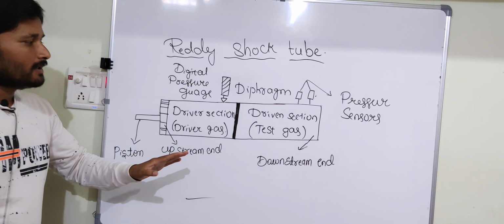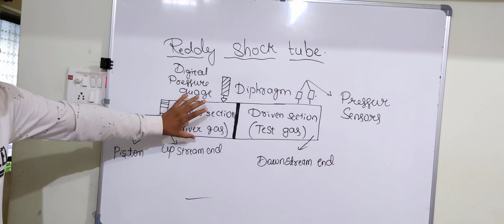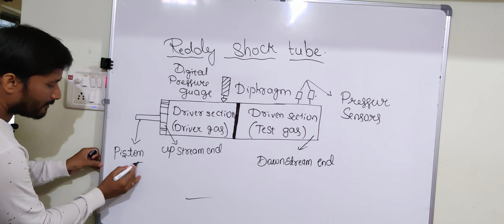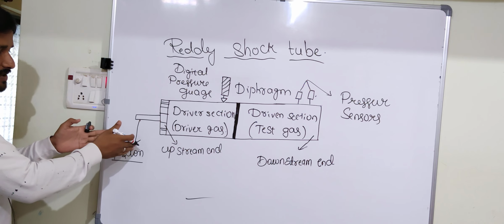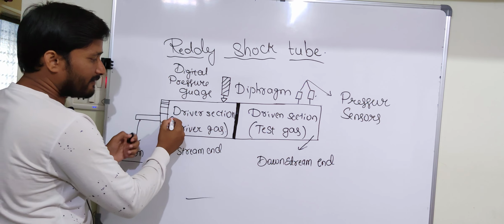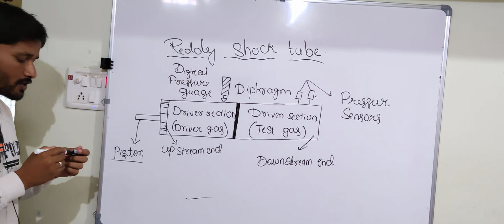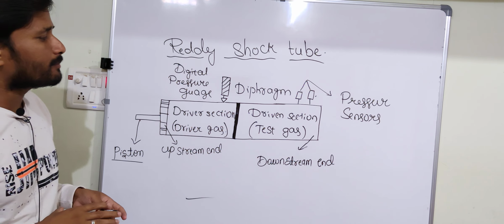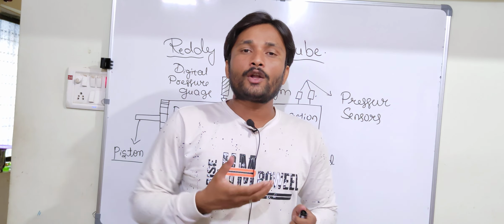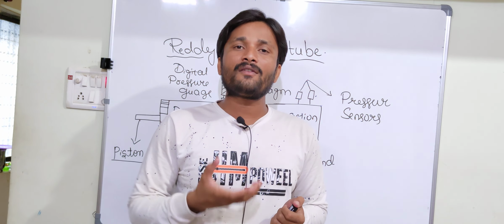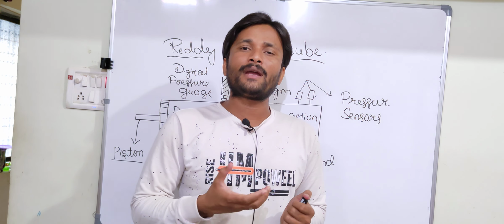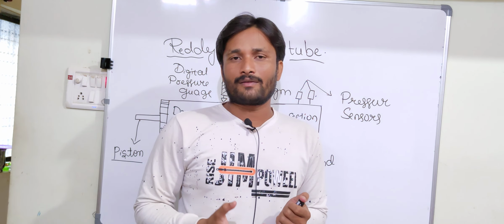In the construction, this Reddy Shock Tube consists of a piston. So here we have a piston. This piston is fixed to the driver gas. This is the driver section. Now, how are we going to define the Reddy Shock Tube? It is a hand operated shock tube capable of producing shock waves by using human energy. By using human energy you are going to make shock waves.